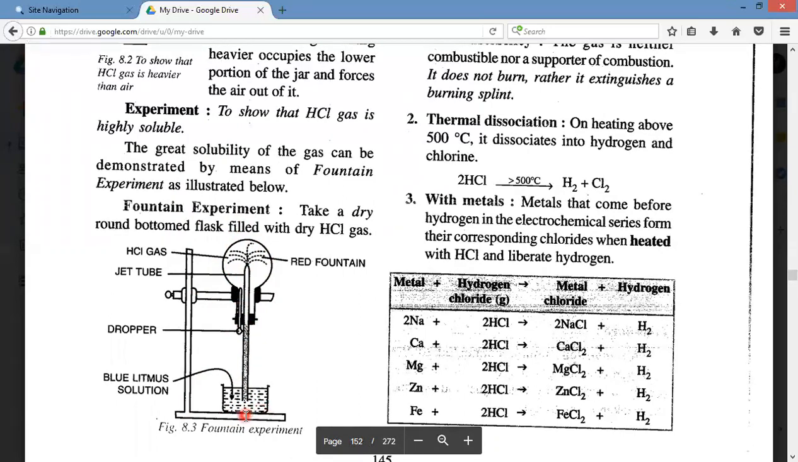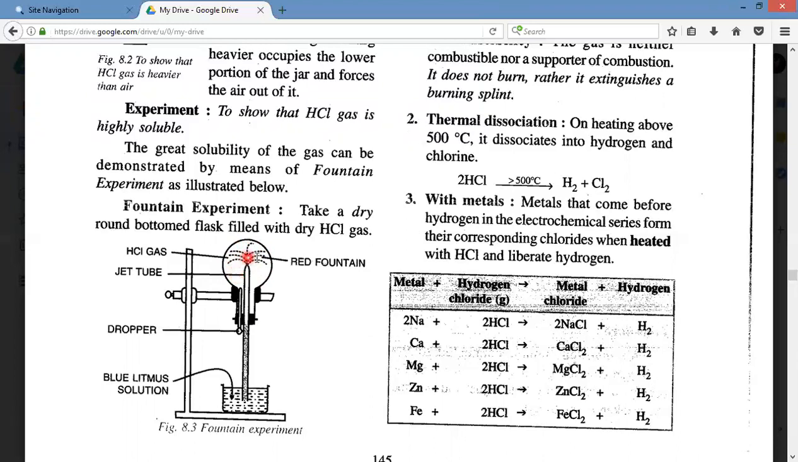What will happen? How will this system work? First of all, we have to press this dropper. As this dropper has 1 or 2 drops of water, when we are pressing it, that water will go inside this round bottom flask, which contains the dry HCl. As HCl is highly soluble in water, the HCl gas will dissolve in that water, and by this, inside this round bottom flask, the pressure decreases.